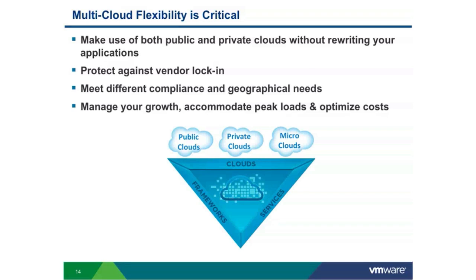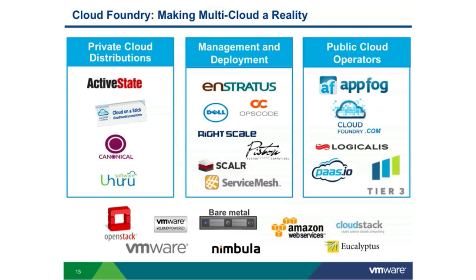And one of the major benefits of Cloud Foundry is that it can run on different types of infrastructure. Speaking of which, when we say multi-cloud, this is a reality today. This is not a slide. You have a choice of distributor that can take Cloud Foundry with you behind a firewall, a choice of management and deployment solution, and a choice of public cloud operators. We mentioned AppFog that currently runs on Amazon, cloudfoundry.com that runs on a VMware solution, Pass.io, Tier 3 that runs on a vCloud infrastructure. And when we released Cloud Foundry BOSH, there are also efforts with Piston to run it on OpenStack. So again, a choice of different infrastructure solutions.